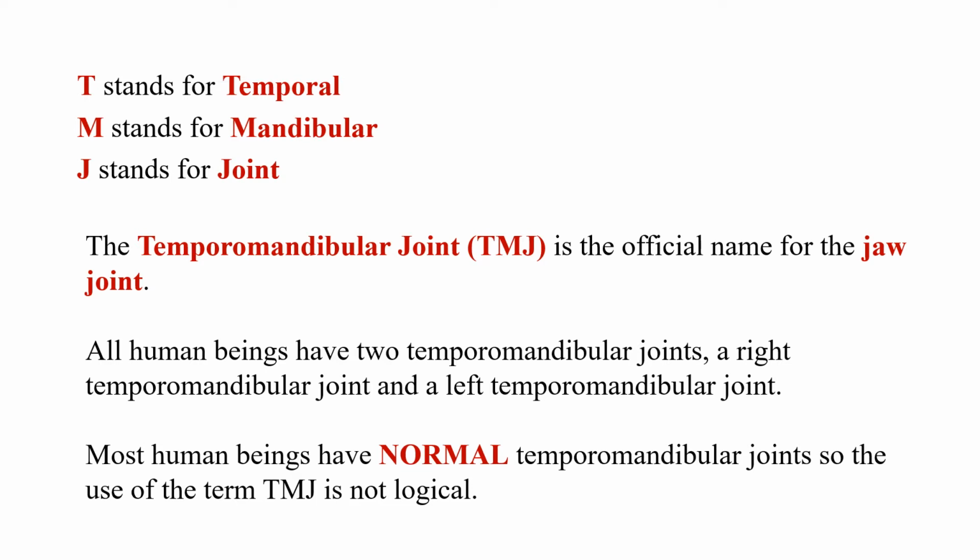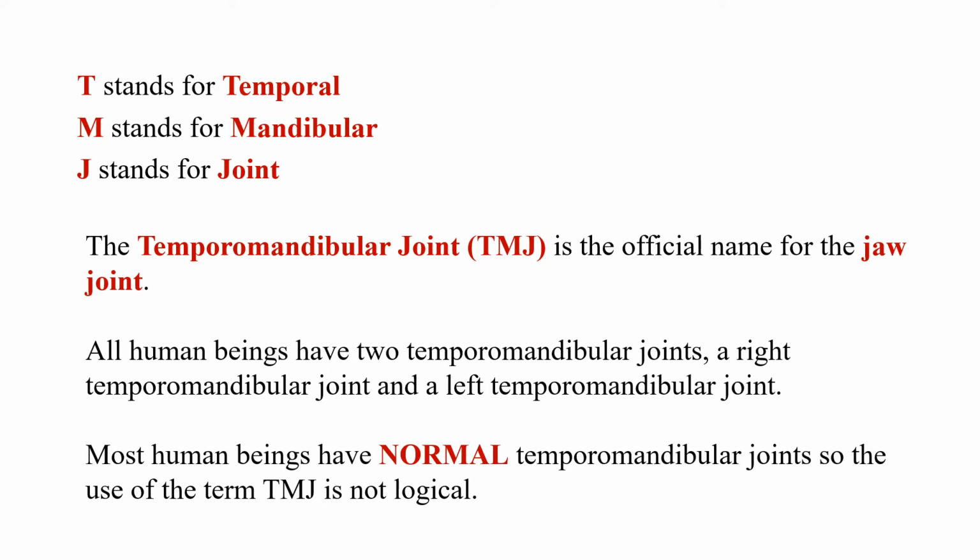So let's just go over why it's stupid. The temporal mandibular joint is the official name for the human jaw joint, or other jaw joints in other animals. All human beings, ones that are healthy, have two temporal mandibular joints, a right temporal mandibular joint and a left temporal mandibular joint. So people that do not have TMD do have temporal mandibular joints.